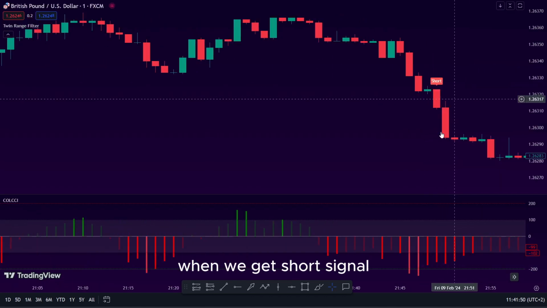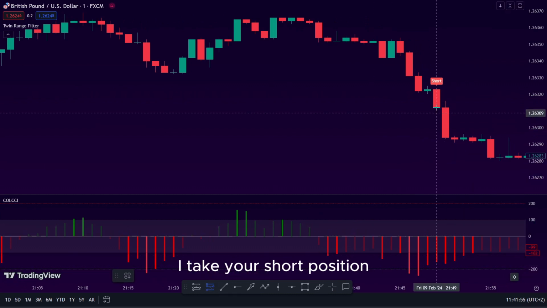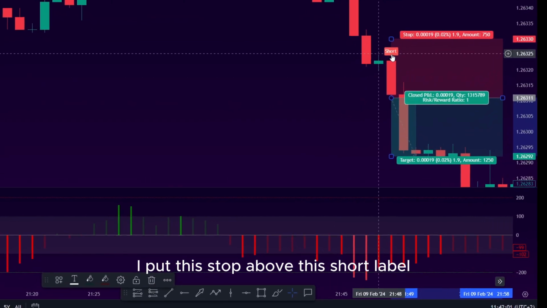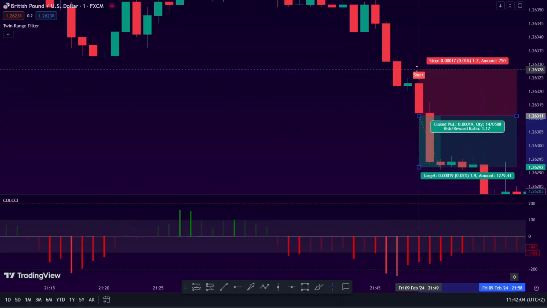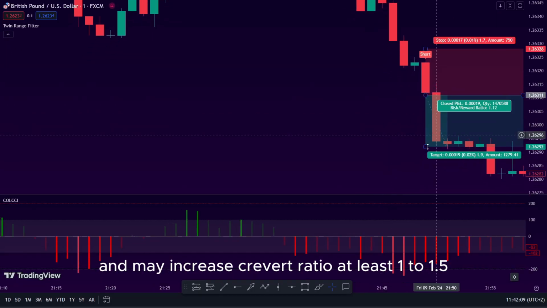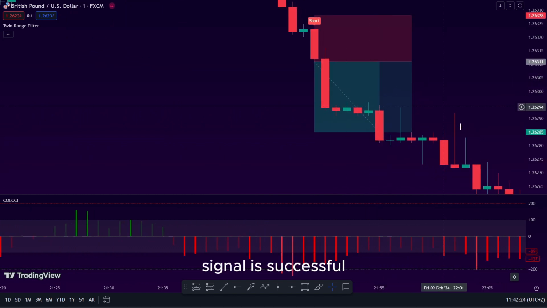When we get a short signal and the second indicator confirms this signal, I take a short position, for example. And where do we put the stop? I put this stop above this short label, and below this long label, and make the risk reward ratio at least 1 to 1.5. The signal is successful.